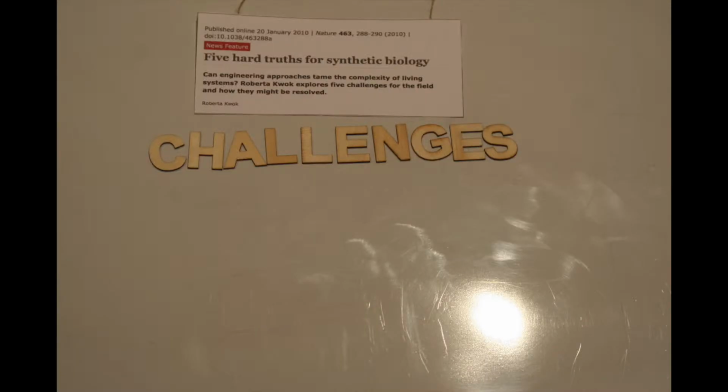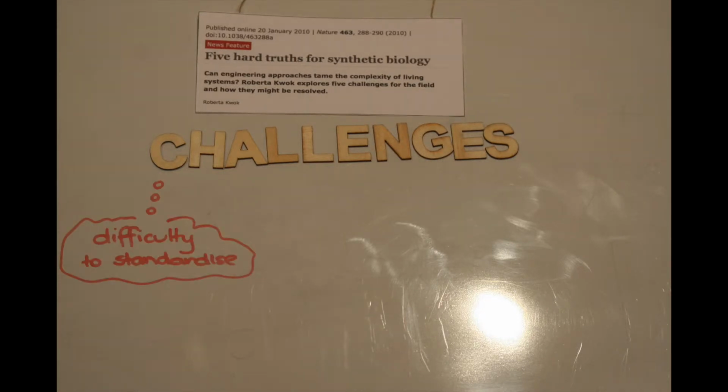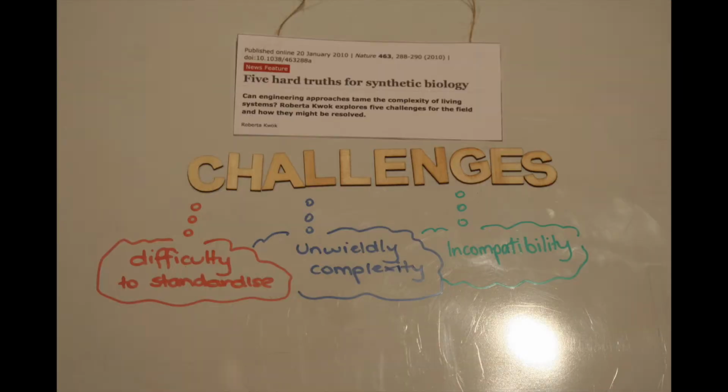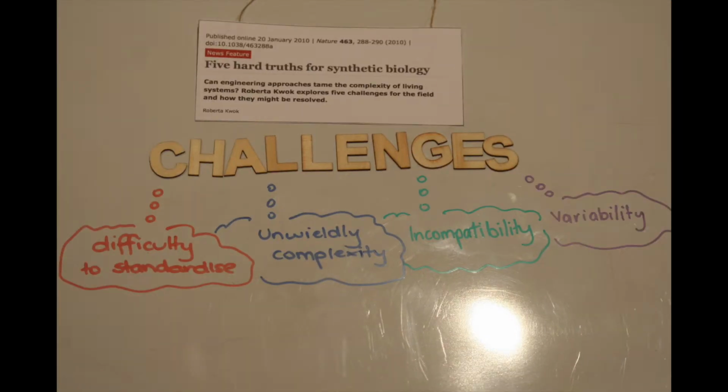However, it is well known now that living cells are very complex and contain barriers such as the cell membrane, which either prevents or hinders the engineering of these cells. Due to this, synthetic biologists face the challenges of difficulty to standardize, unwieldy complexity, incompatibility, and variability when engineering cells. These challenges were presented in an article titled 5 Hard Truths for Synthetic Biology by Roberta Quirk.